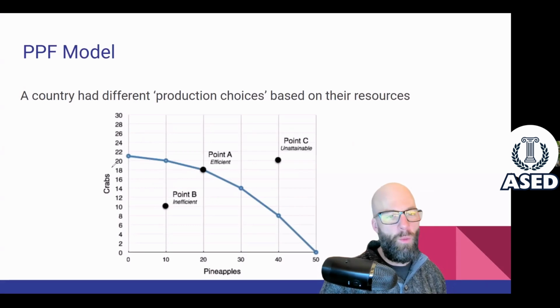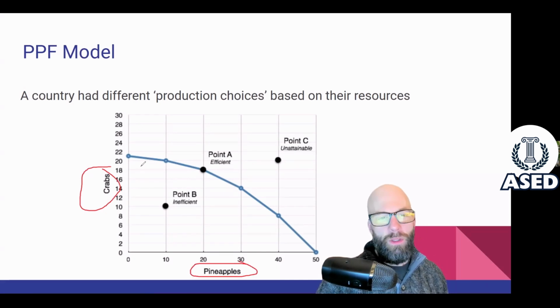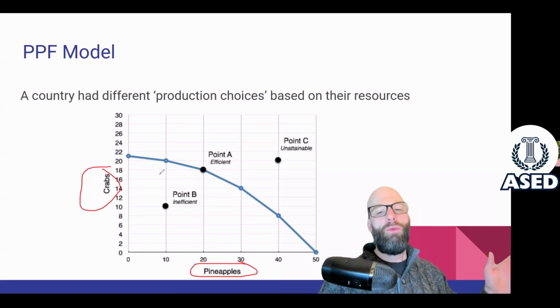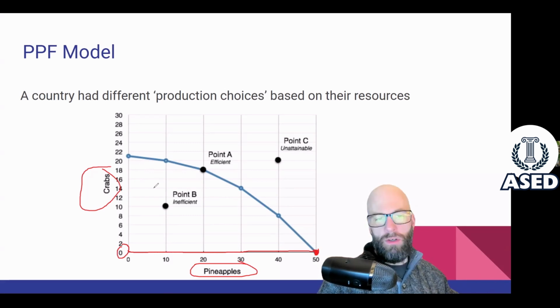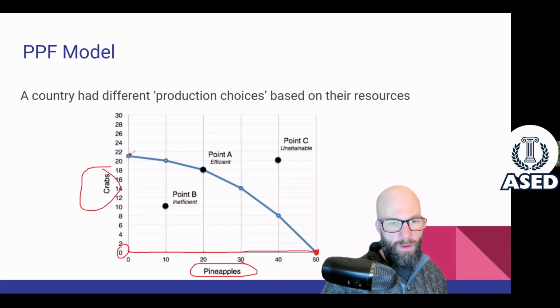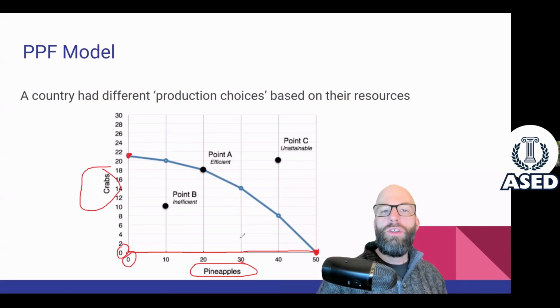So here we go. On the y-axis, we have the amount of crabs that we have or could possibly obtain. On the x-axis, we have pineapples. And what this looks at is, if we put all of our resources, let's say everyone goes to farm for pineapples, we would say, okay, well, obviously we will have 0 crabs. So how many pineapples do we have? 50. Okay, sounds good. Now we're going to switch it. Everybody do crabs, nobody do pineapples. So 21 crabs, 0 pineapples. Those are the two extremes of our production possibilities frontier.